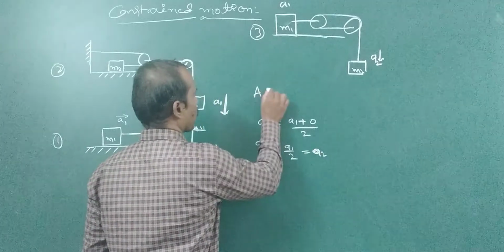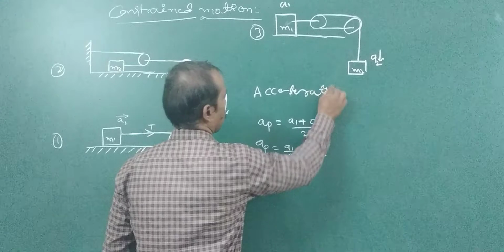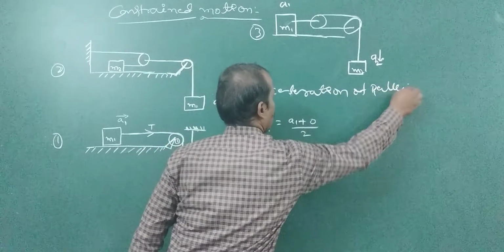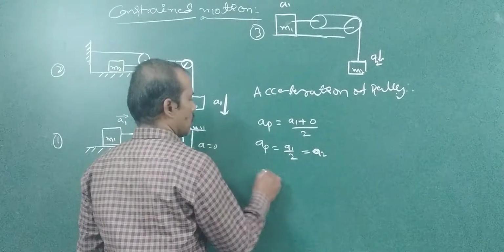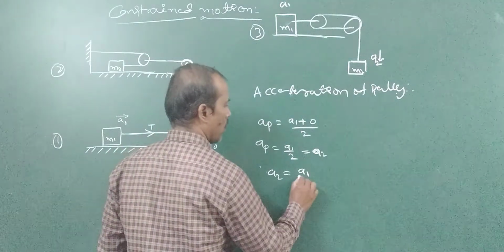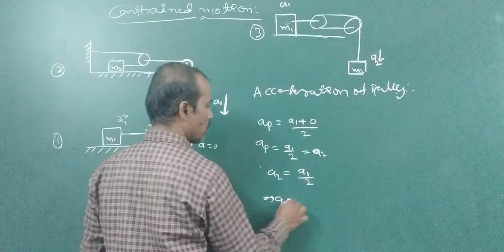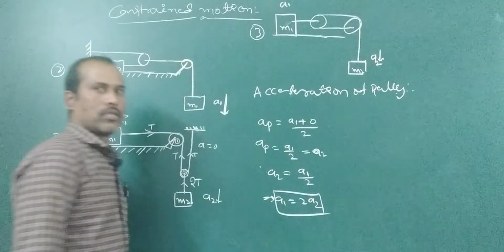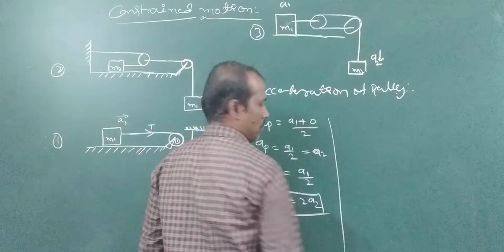So the acceleration of the pulley AP is equal to A1 by 2, which is equal to A2. Therefore the acceleration of block M2 is A2, and the acceleration of block M1, A1, is equal to 2 A2. This is one type. Next type, for example, power.